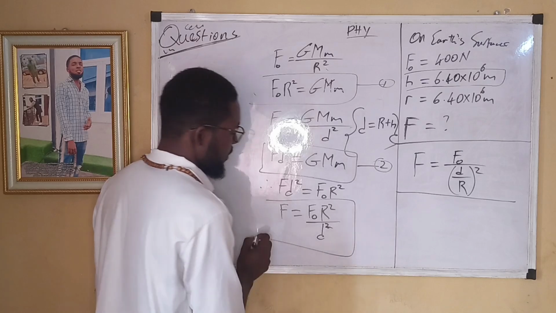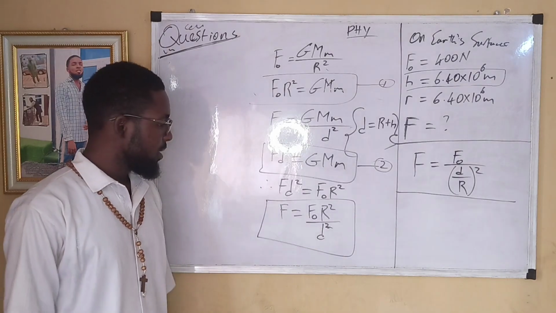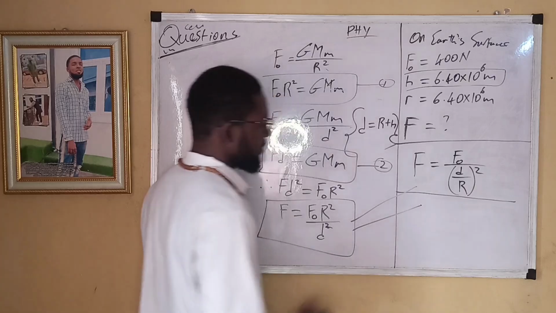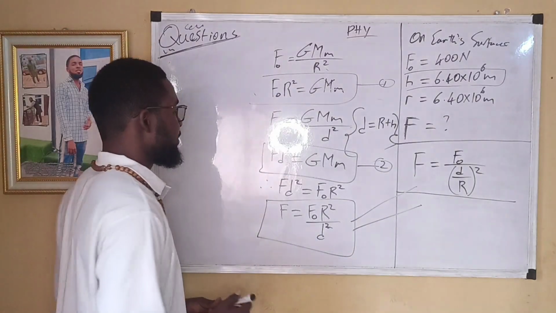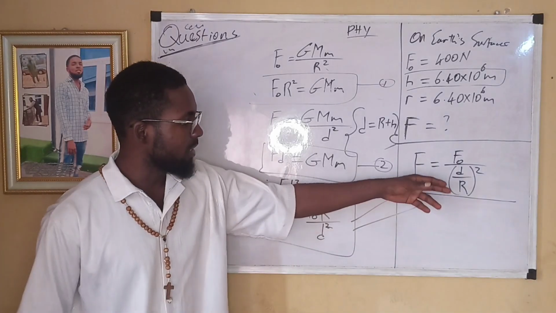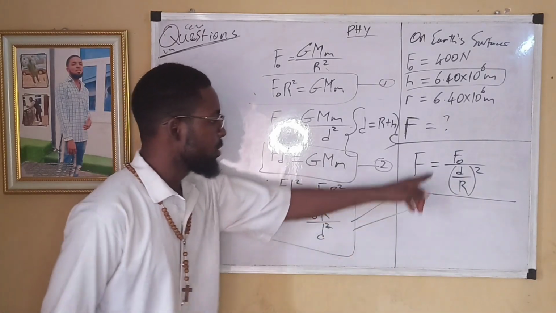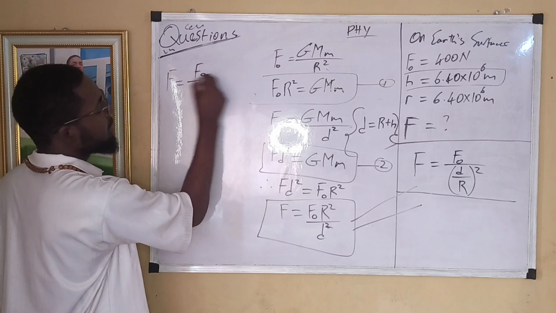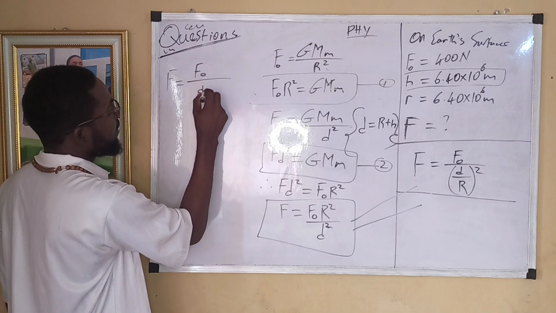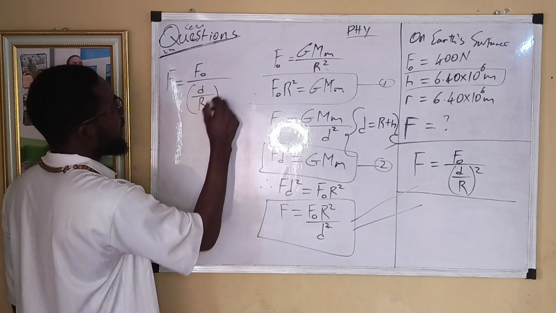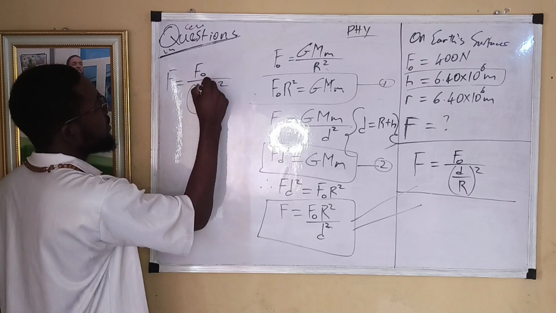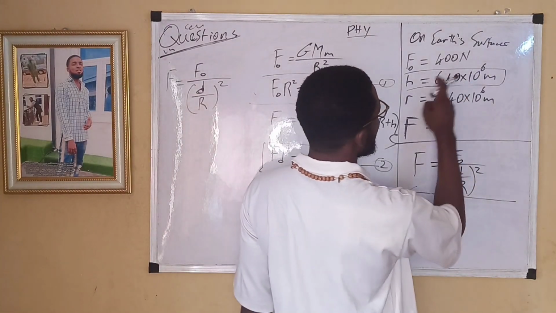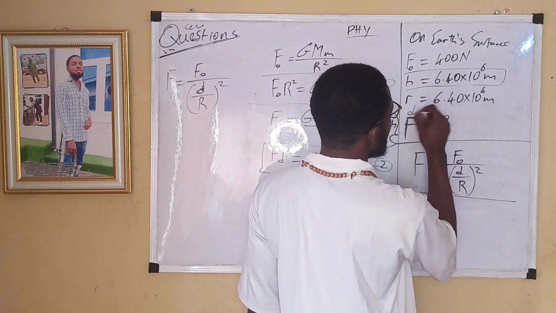See, this equation and this one are actually the same thing. We are using this formula or this one, they are the same thing. So from this equation, F equals F naught over D over R raised to the power of 2. And what is D? D is R plus h, or h plus R.